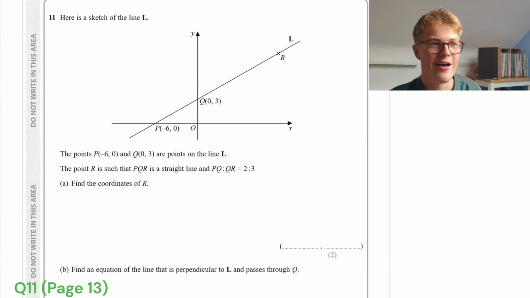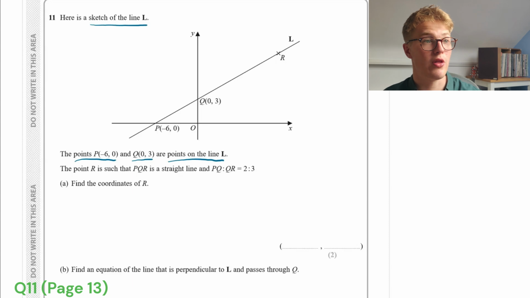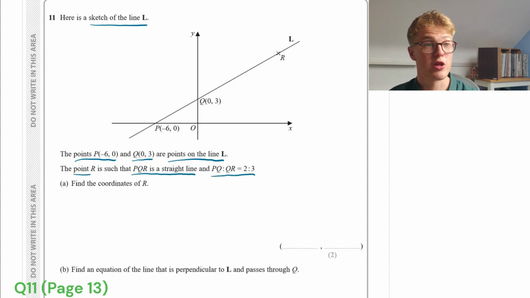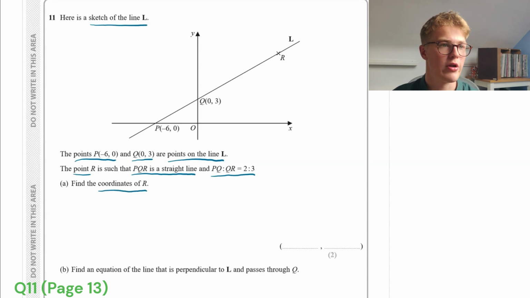Here is a sketch of the line L. The points P (-6, 0) and Q (0, 3) are points on the line L. The point R is such that PQR is a straight line and PQ to QR is 2 to 3. Find the coordinates of R.